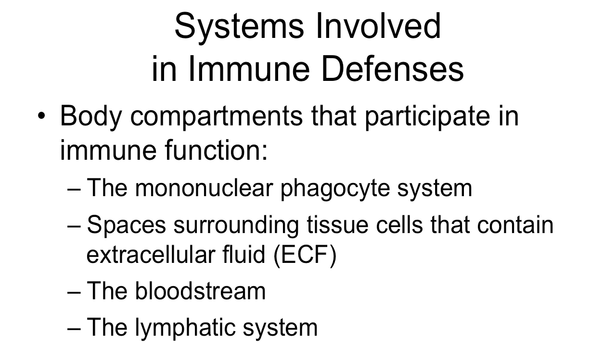So now, we're going to be looking at the compartments that are going to participate in immune function. We're going to be looking at mononuclear phagocyte systems, the system of cells that are going to be gobbling bacteria up, the spaces surrounding the tissue that contains the extracellular fluid, the bloodstream, and the lymphatic system, which are the two circulatory systems in the body.